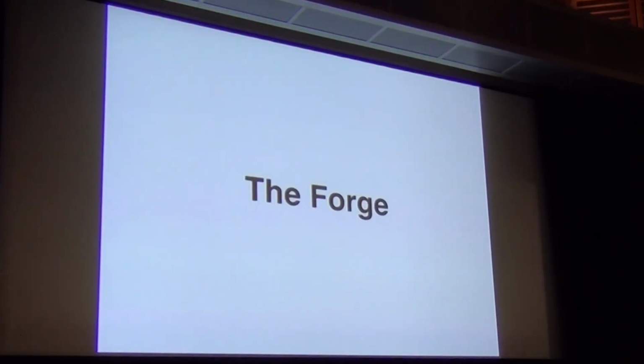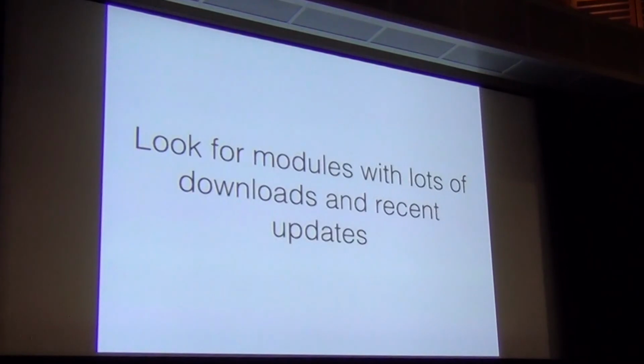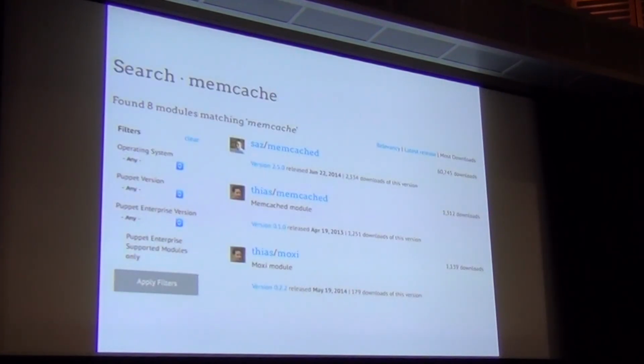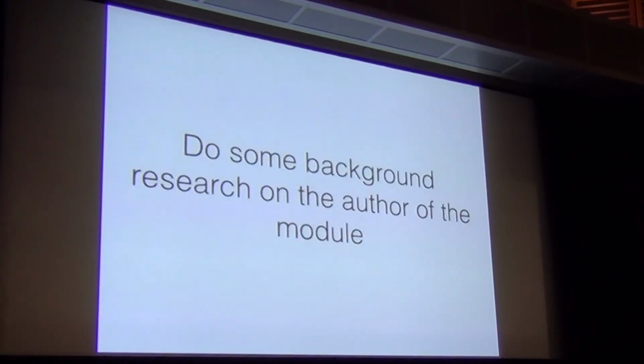Now that I've told you not to write your own modules, I have to talk about how to get them. So let's talk about how to effectively use the Puppet Forge. There are very few metrics available to judge the quality of a Forge module, but a good place to start is with the number of downloads and the frequency of updates. So you'll see here I'm looking for a memcache module. This one's got lots of downloads and a recent update, so I'd say that one's a pretty good one to go with.